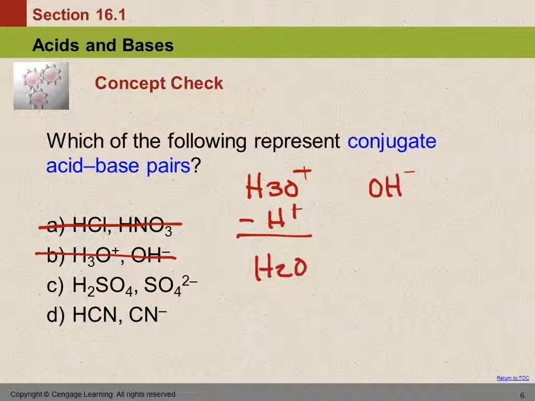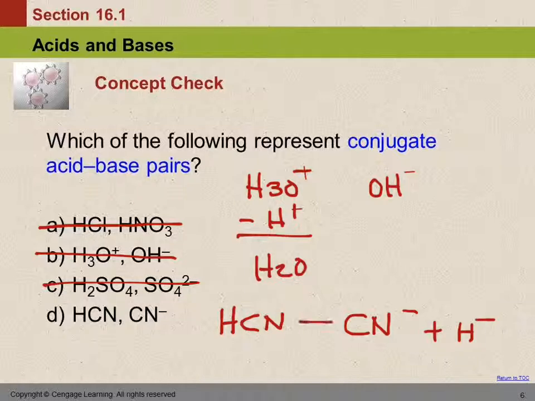How about H2SO4 and SO4 2-? Same thing. 2 hydrogens on one, none on the other. So that's not an acid-base pair. HCN and CN-. If we took this CN- and added a hydrogen ion, we would get that. You see that? Or you can think of taking this and subtracting the hydrogen like we did up here, and you're going to get the CN-.